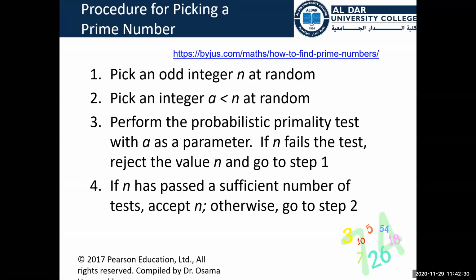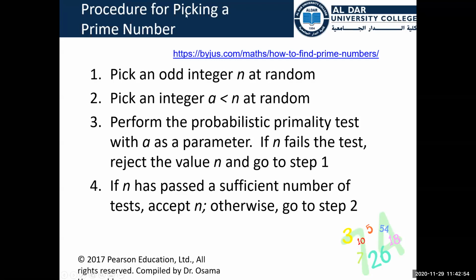If n fails this test, you go back to step 1, pick another number and another random number a before it, and try again. If the test fails, you try other numbers and so on until you find the prime number that you need.